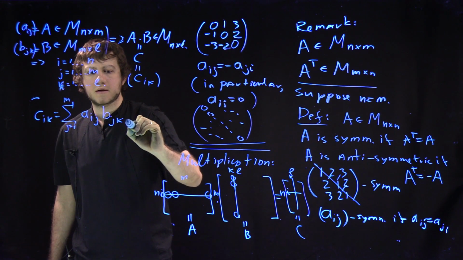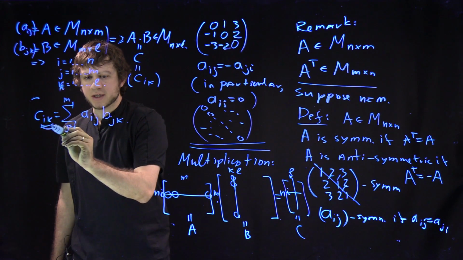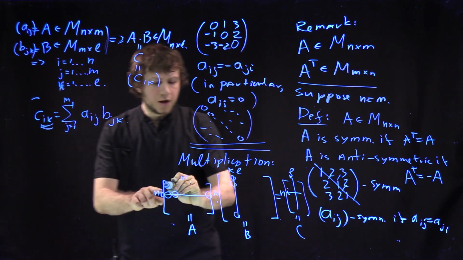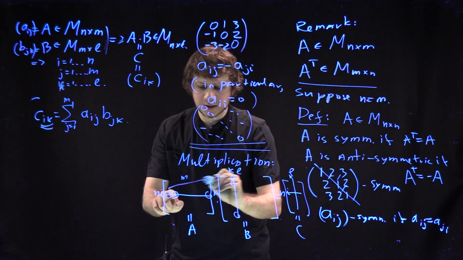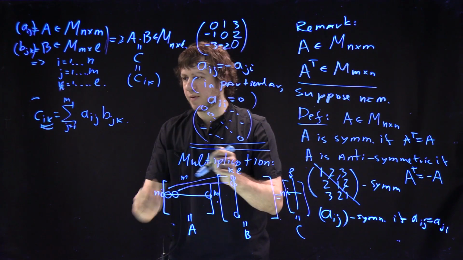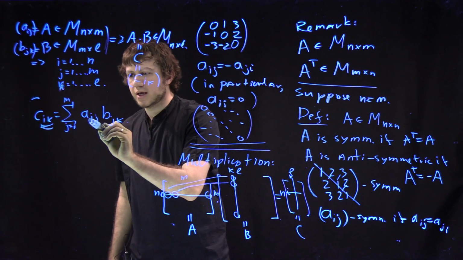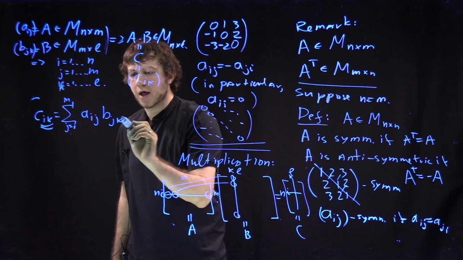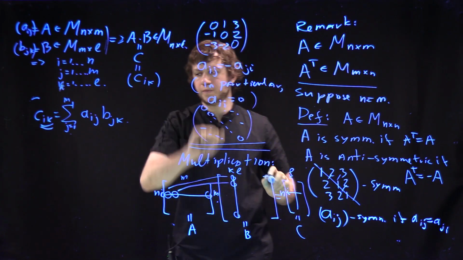So again, I have some index, and then I need to sum along the whole column. I multiply this guy on this guy, this guy on this guy, and sum them up. So A_ij B_jk, sum from j equal 1 to m. And that is the rule.